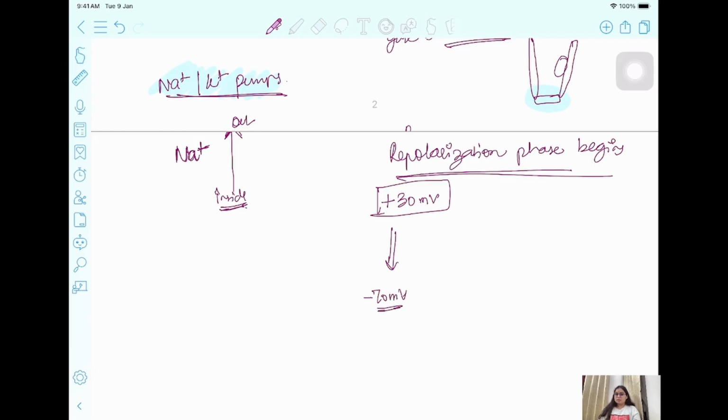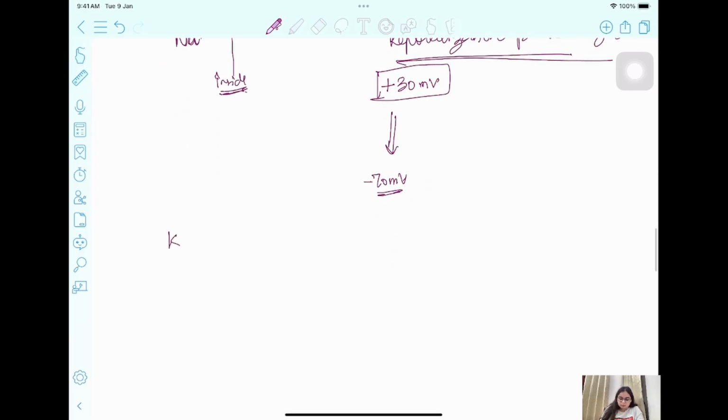Now, how will it achieve it? It will achieve it with the help of potassium voltage gated channels. At this stage, the potassium ions will now move out of the cell. This is the extracellular space, this is cytosol. The potassium ions will move out.